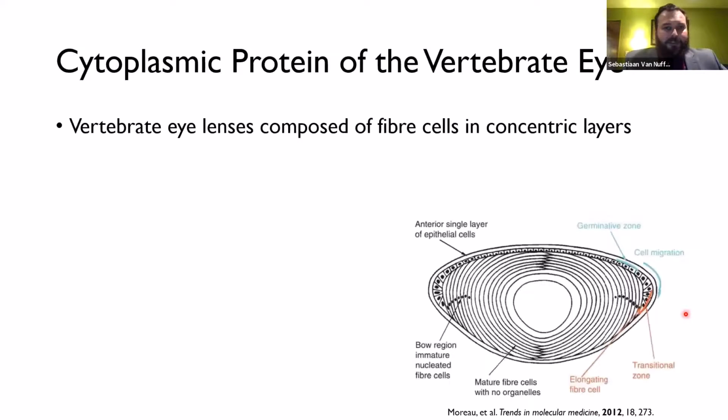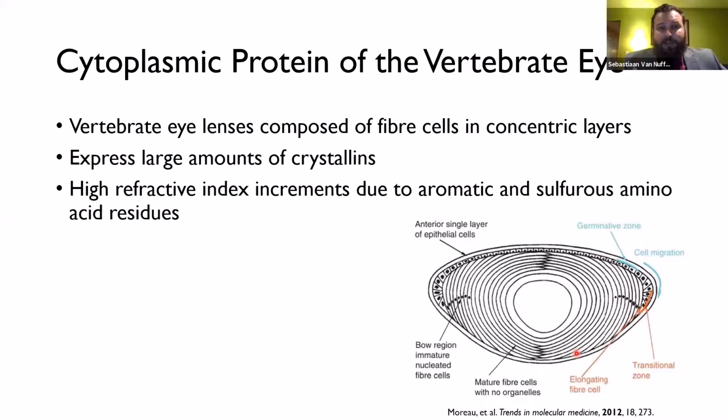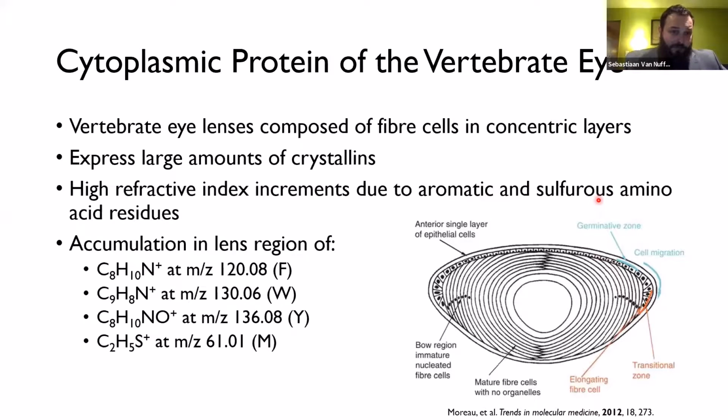then we realized that vertebrate eye lenses are composed of fiber cells, and they form these concentric layers. And these fiber cells produce very large amounts of crystallin protein. And they produce those types of protein because the lens needs to have a high refractive index. And you'll mainly have aromatic and sulfurous amino acid residues. And then when we look at our TOF-SIMS data or chemical imaging, we indeed see an accumulation of methionine, tyrosine, all the aromatic amino acid residues, phenylalanine.